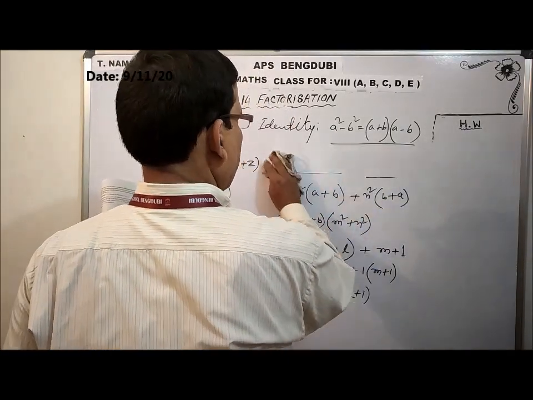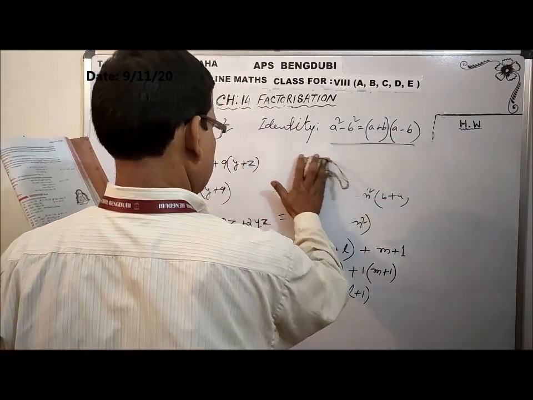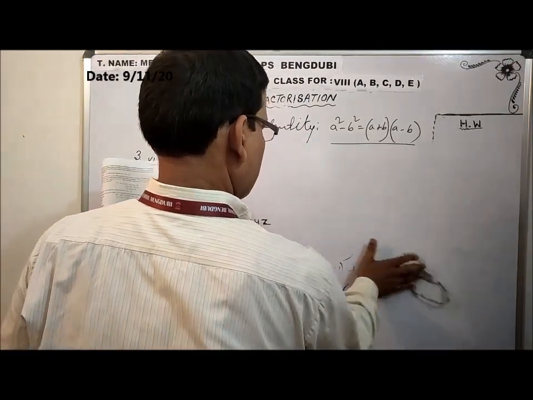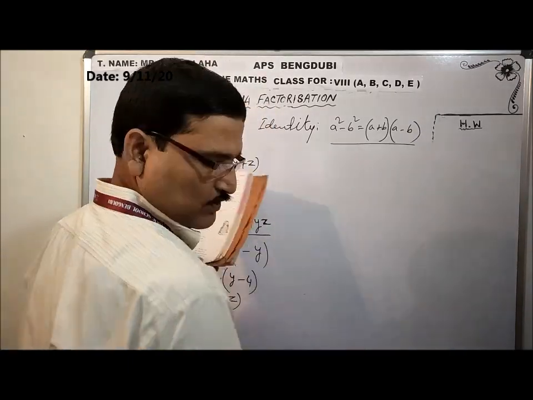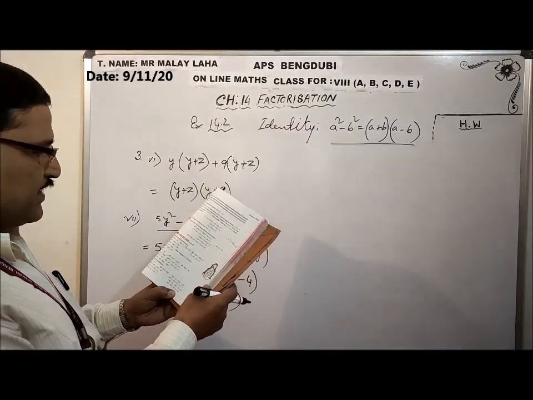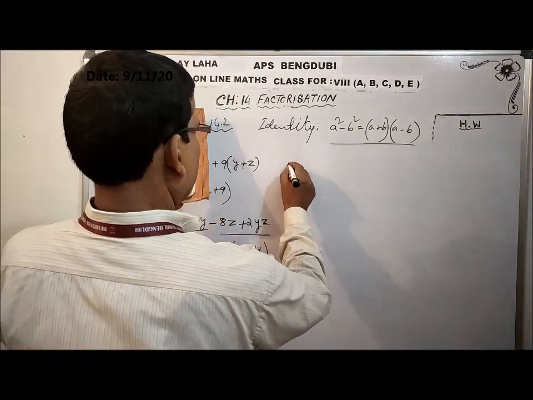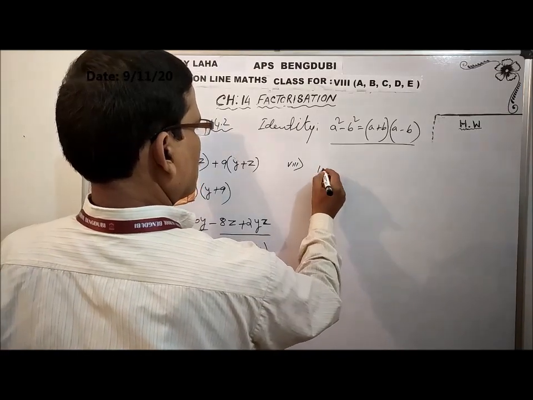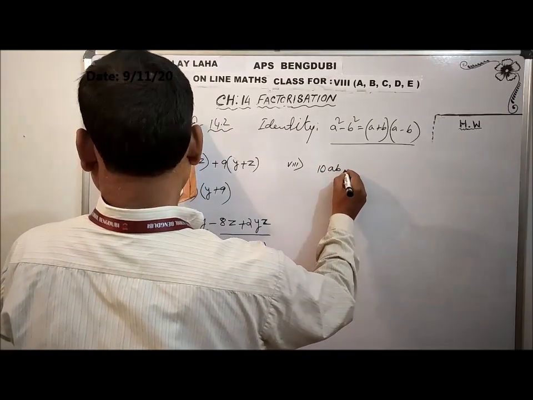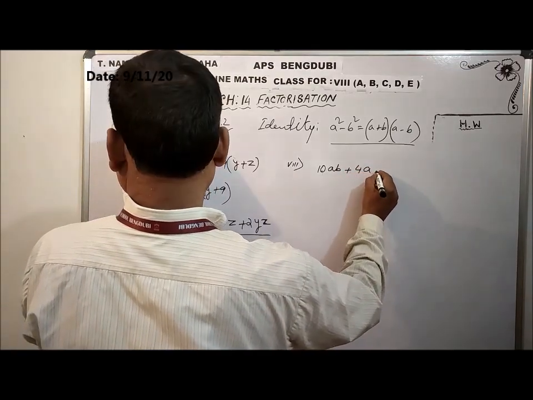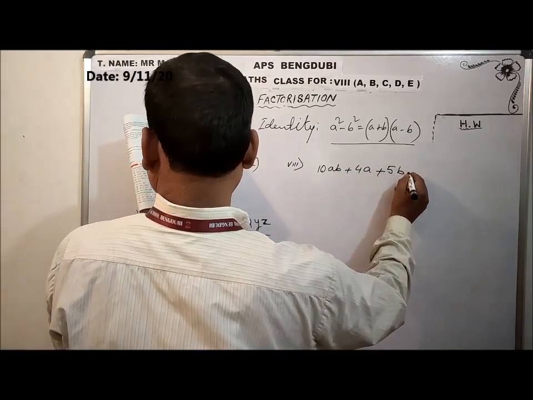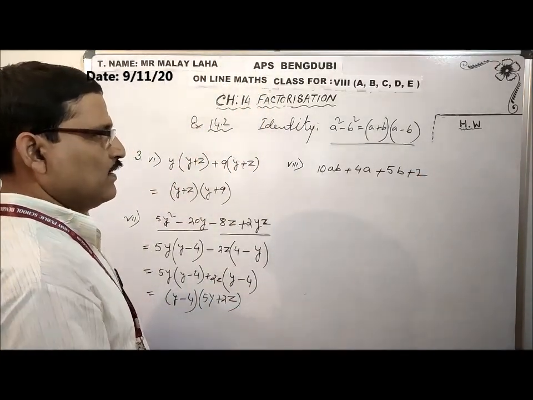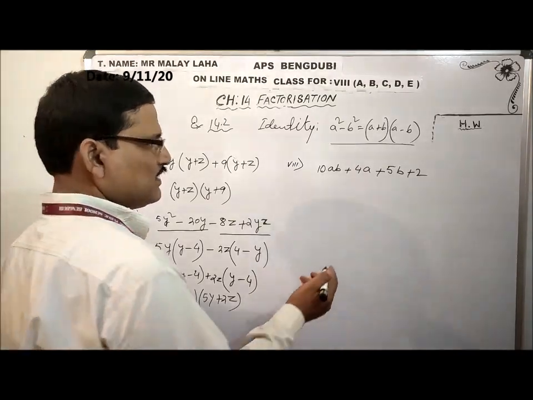Now next question. Next question is 8. 8 is also a quadrinomial. In most cases, you can see you take a common number, it gets reduced, and after that the final common. 8: 10ab plus 4a plus 5b plus 2. What do I do? Should I reschedule or rearrange? Yes, you can do that.